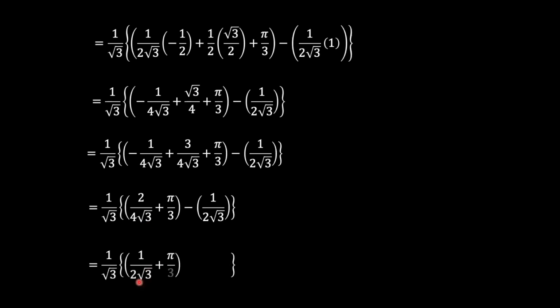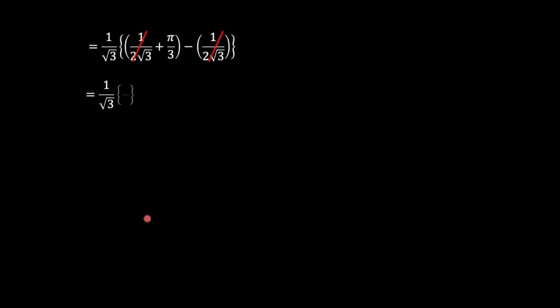And essentially what we see here, we have this matching with this, and so those two things would cancel out, right? So those would cancel out, and now we are left with 1 over root 3 times pi over 3. And that is the answer. Very interesting answer. You could even simplify it further and just say it's pi over 3 times root 3.